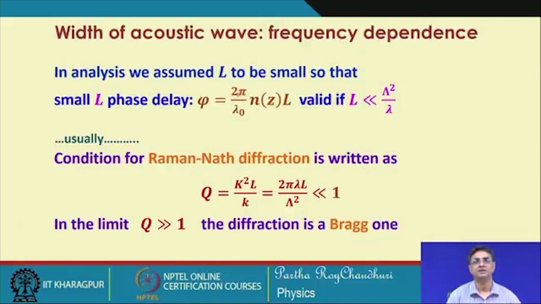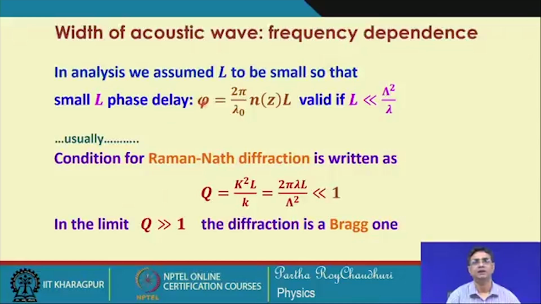So, this expression will be valid if L is much less than lambda square by capital lambda, where capital lambda is the wavelength of the acoustic wave, and this is the wavelength of the light, and this L is the width of the acoustic wave. So, this relation gives you the phase delay. What will be the phase delay?